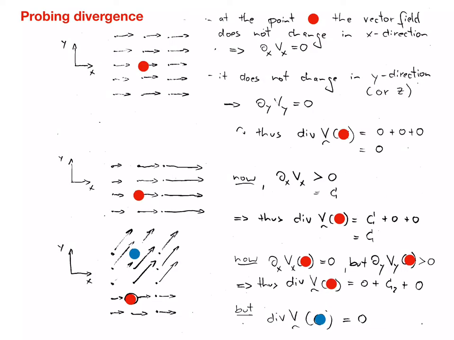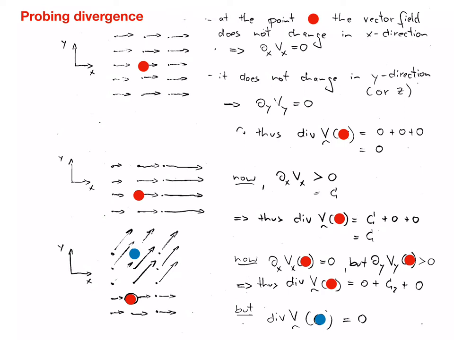Shown here are 3 examples of vector fields, and the divergence of these vector fields is probed at 3 points indicated in red and blue. For simplicity, the 3 examples are kept to 2 dimensions, x and y. In the first case, the vector field is a constant vector field.